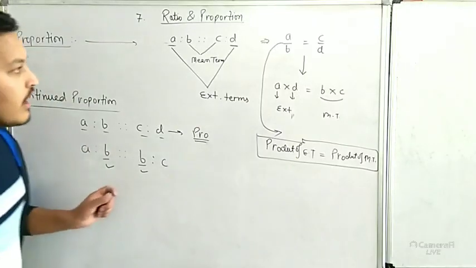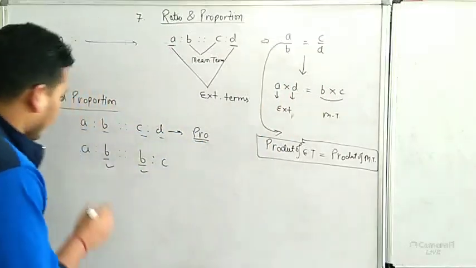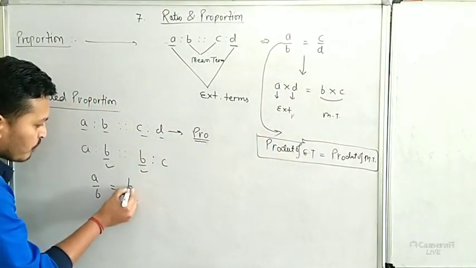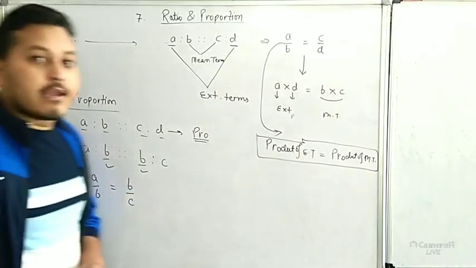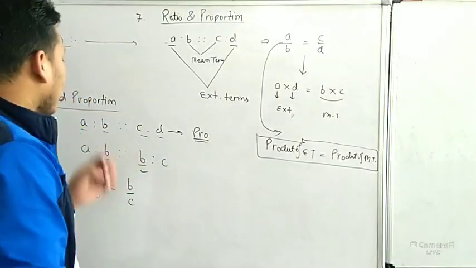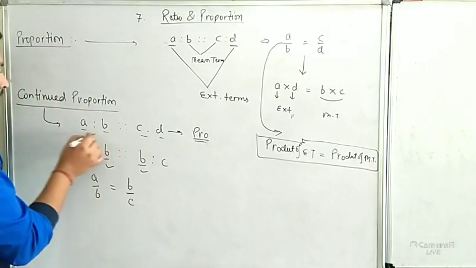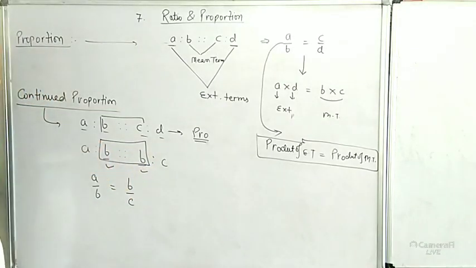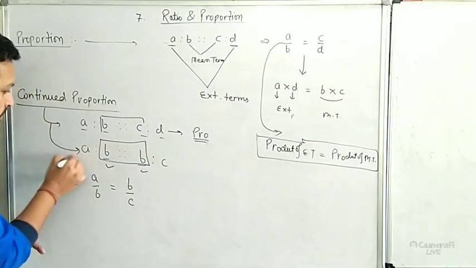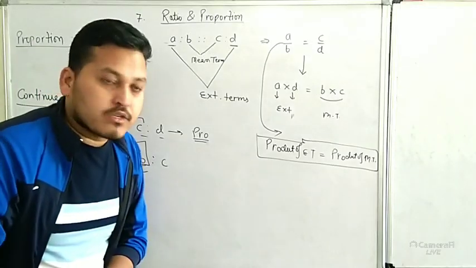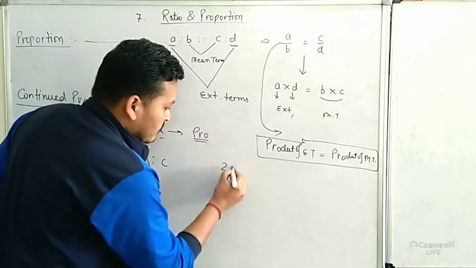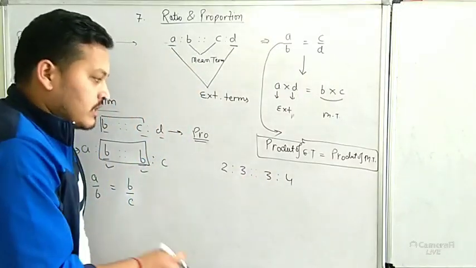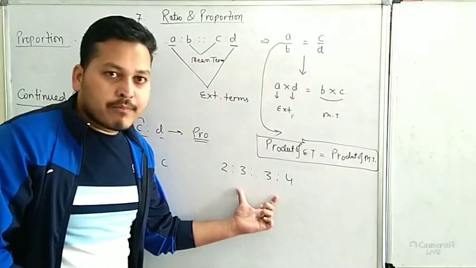We can write this as A upon B is equal to B upon C. So what is continued proportional? When the middle terms are the same terms, that is known as continued proportional. Example: 2 ratio 3 proportional 3 ratio 4. This is the form of continued proportional.